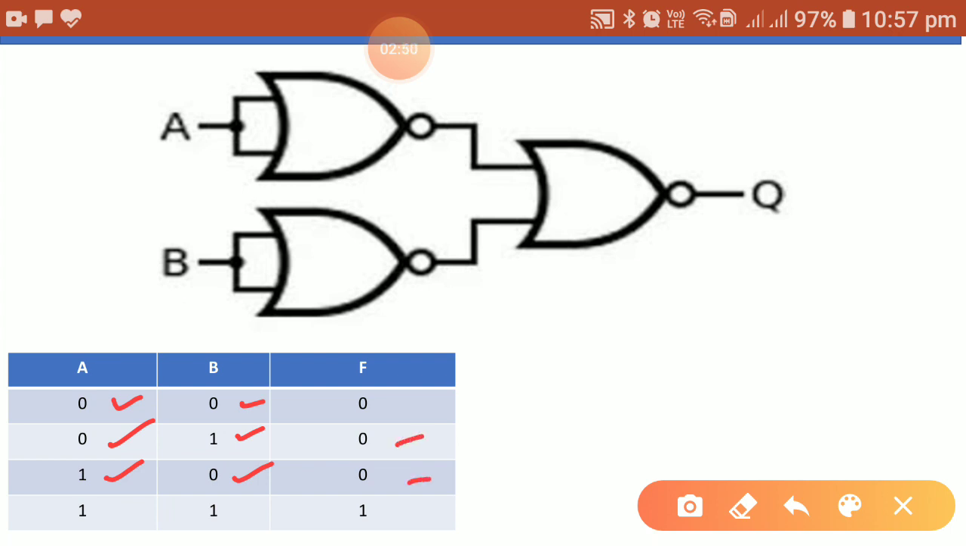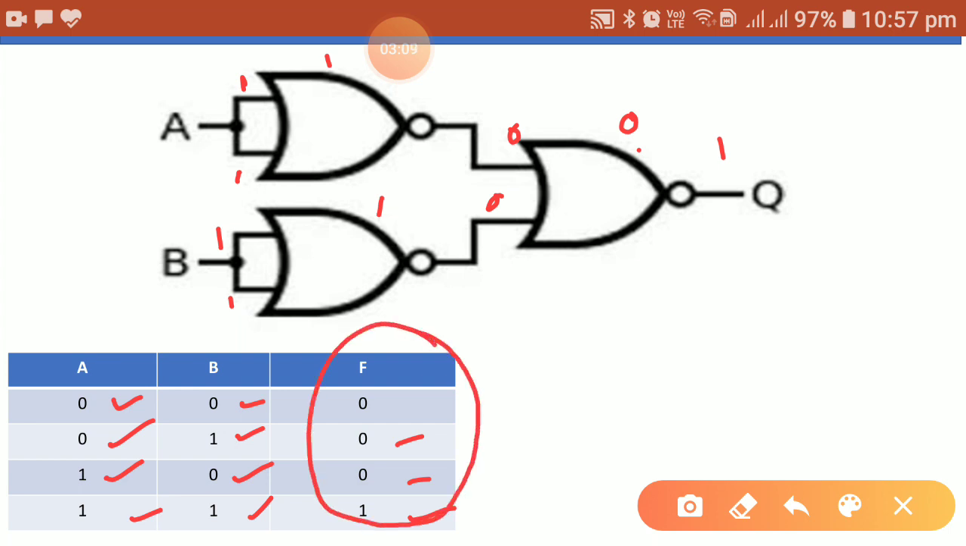Again we pass 1 1. 1 and 1 passing from OR gives 1, negation 0. Similarly here, 1 1 passing from OR gives 1, negation 0. 0 passing from this one will be 0 and negation 1. Now you identify the result.